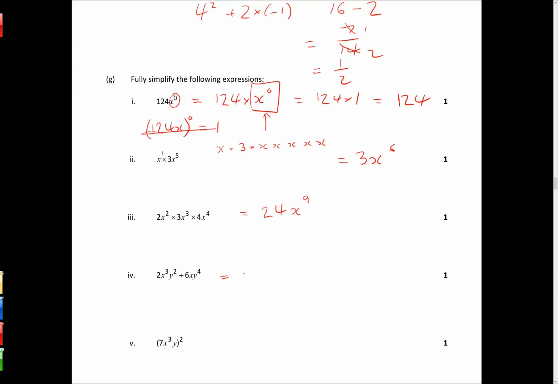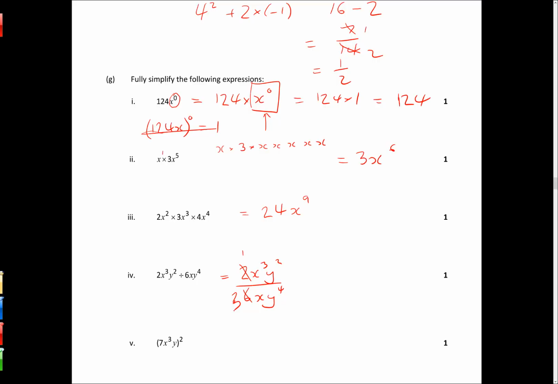Now division. I'm just going to do this one method, and you can do it in different methods, but I'm going to picture it as 2x cubed y squared over 6xy to the 4. Okay, so that's the same, just written differently. Division means left over right. Now I've got a 2 and a 6, well they can cancel. There's 1, 2 and 2, and there's 3 2's in 6. In other words, I've just halved both numbers.